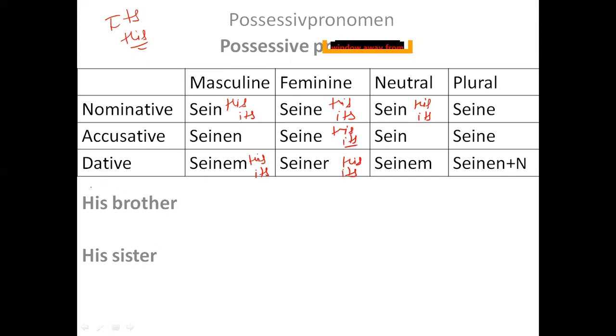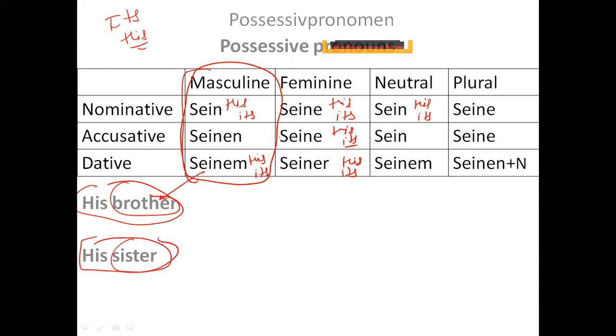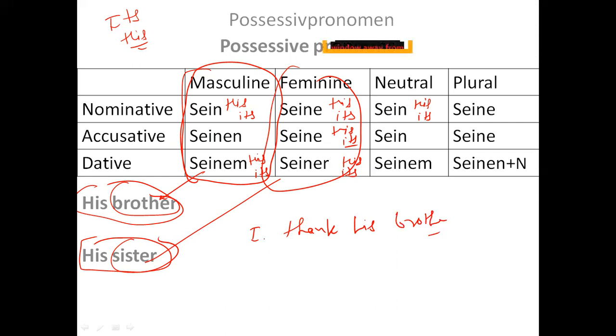His or its. If I say his brother, now brother is masculine, answer has to be from this masculine table, right? And if I say his sister, sister is feminine, that means answer has to be from this table. So if I say I thank his brother, how many possessive pronoun are there? Only one, his brother. And what is the position of it? This is subject, this is verb, this is an object, but this time this is an indirect object, hence dative. So answer would be seinem, right?